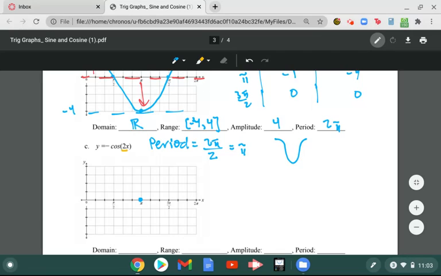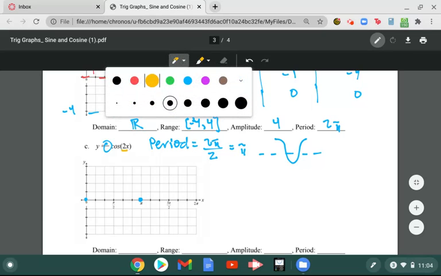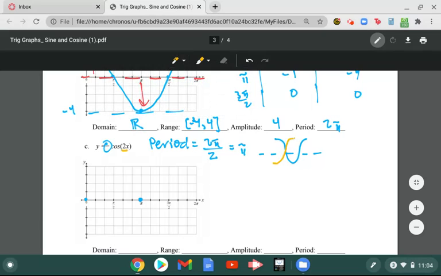between 0 and pi. I also have this negative out in front, and the negative out in front is going to do a vertical reflection. So this did look like that. If I do a vertical reflection, it's instead going to look like this. So I can go ahead and graph this using my transformations.